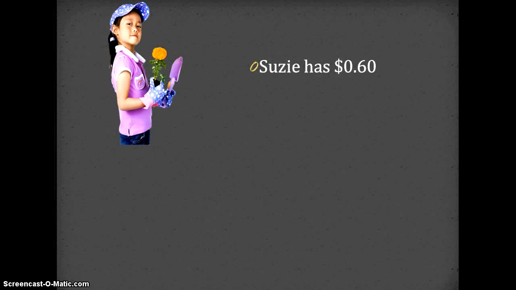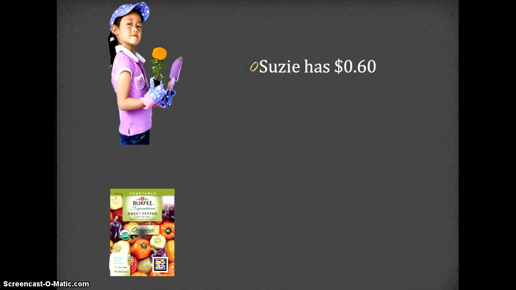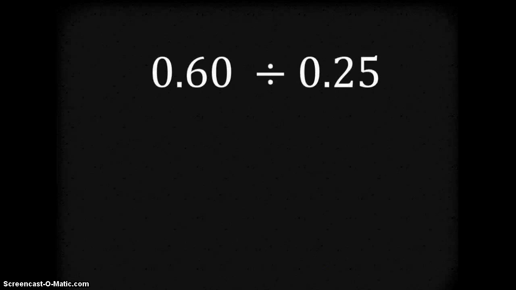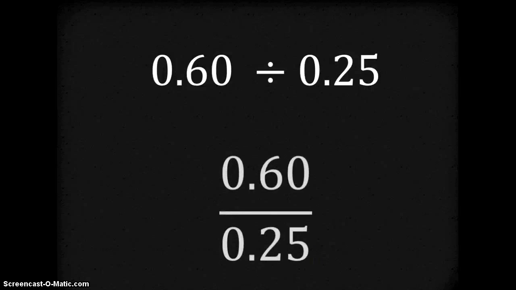So here's what we know with this problem. Susie has 60 cents, and each packet of seeds costs 25 cents. Now we need to figure out how many packets of seeds Susie can buy. This is similar to our last problem because we want to first figure out how many quarters Susie can trade her 60 cents in for. Then we will know how many seed packets she can buy. So let's set it up. In order to solve this problem, we need to divide 60 cents by 25 cents, which looks like this.